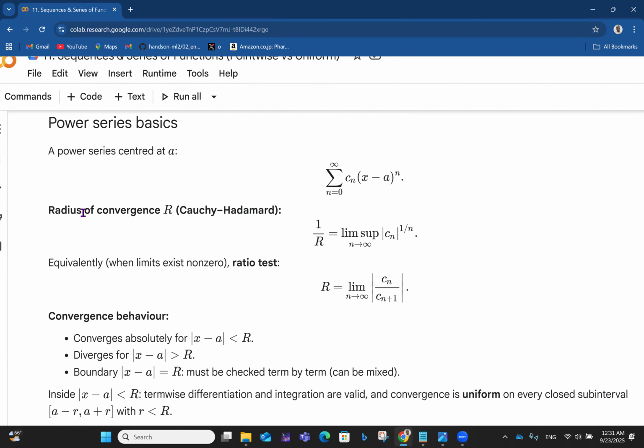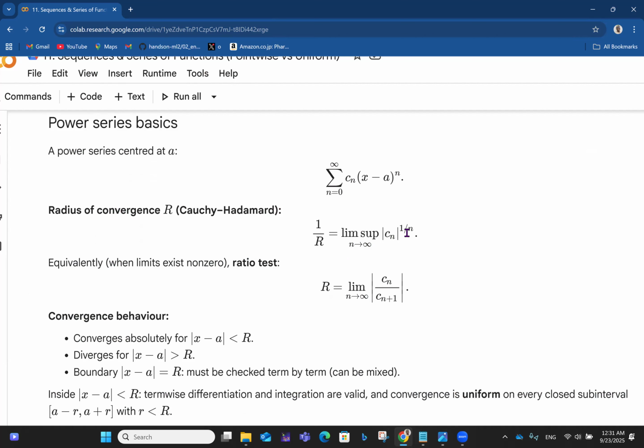And then here we talk about the radius of convergence R, going by Cauchy-Hadamard. So 1 over R is the limsup as n approaches infinity of the absolute value of Cn raised to the power 1 over n. That is how we get the radius of convergence.